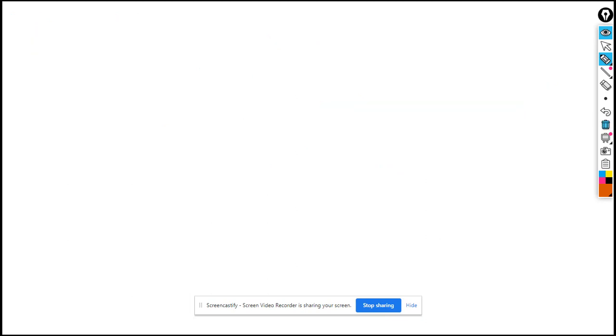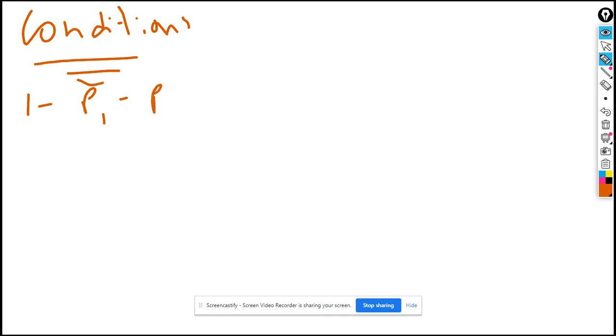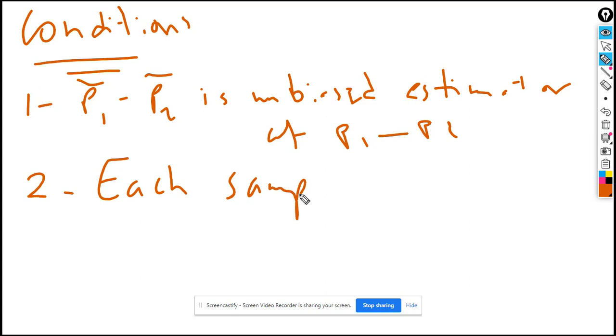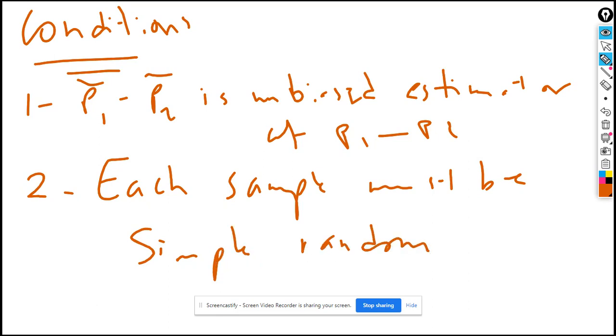Do we have conditions? Yes, we have conditions. The first: proportion 1 minus proportion 2 is an unbiased estimator of P1 minus P2. The second, each sample must be a simple random sample, so it comes from a random distribution.